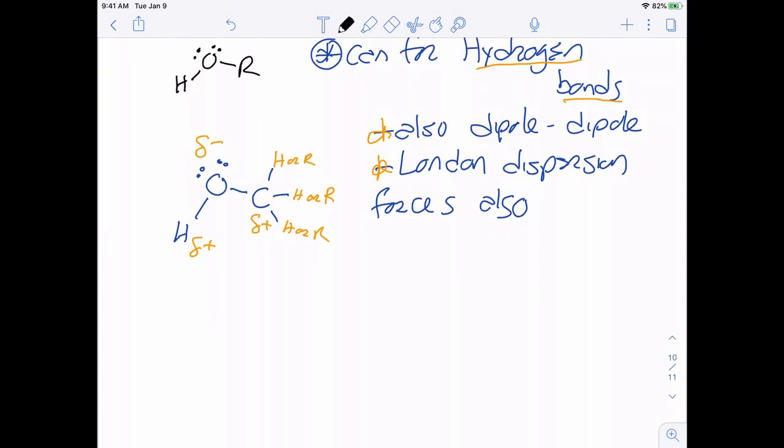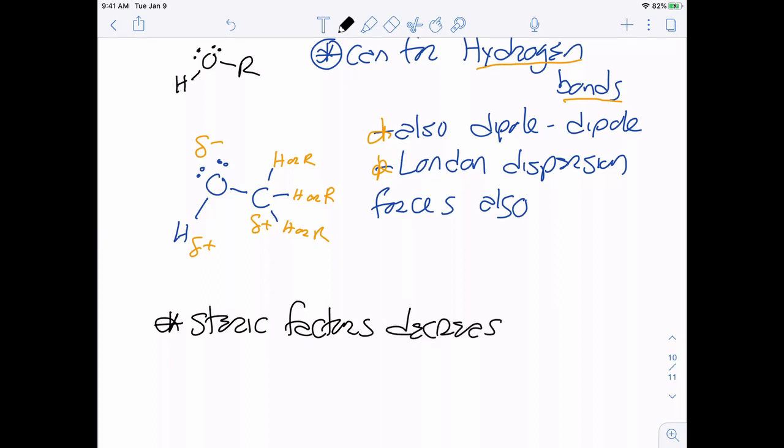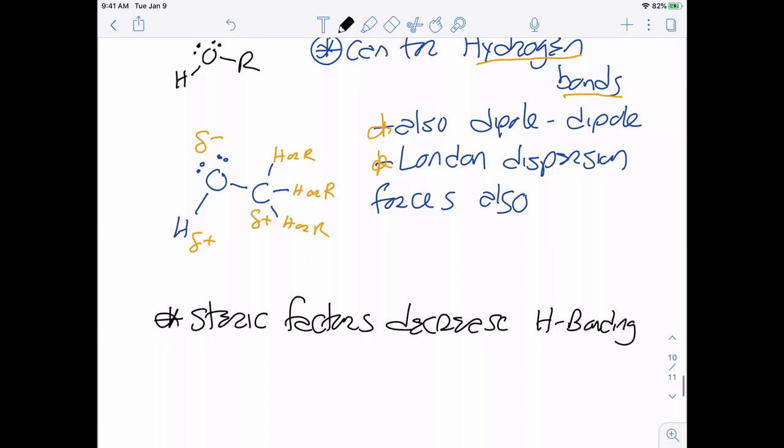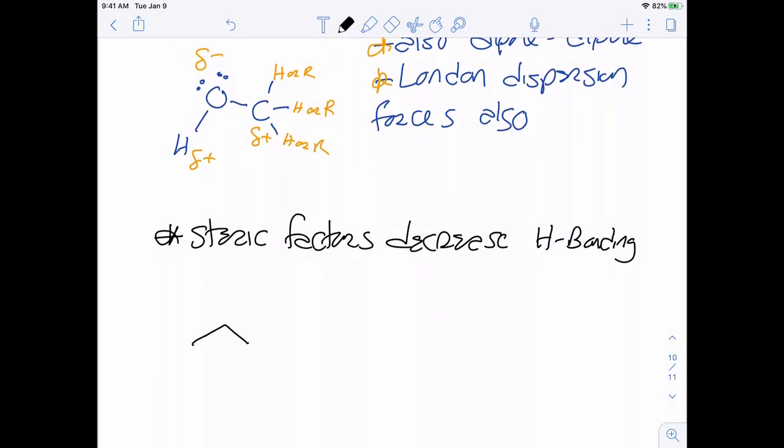Steric factors do decrease hydrogen bonding. So steric factors decrease hydrogen bonding ability. So a primary alcohol, and we differentiate between primary alcohols, secondary alcohols, and tertiary, very similar to how we differentiated our alkyl halides, right? If the carbon, this time that's bonded to the hydroxyl group, not the halogen, is bonded to one other carbon, then it would be considered primary.